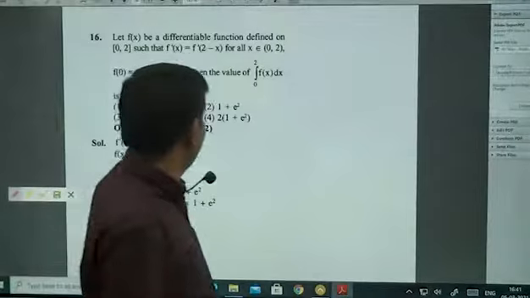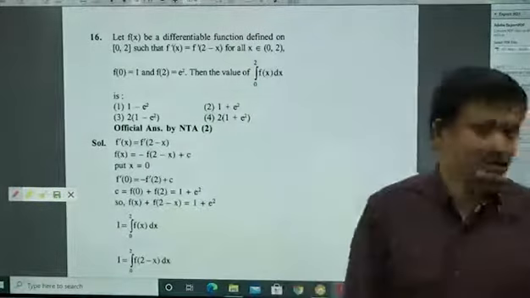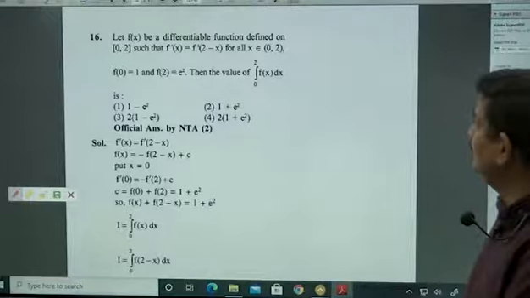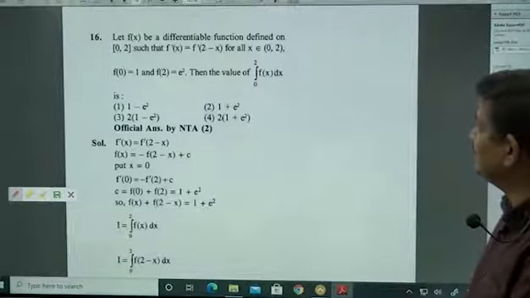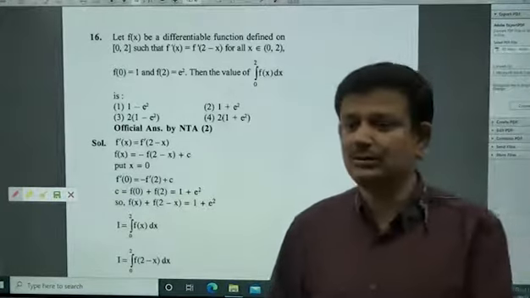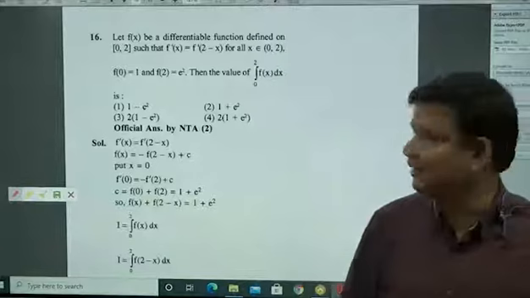Let f of x be a differentiable function defined on 0, 2 such that f dash x is equal to f dash 2 minus x. F dash x is equal to f dash 2 minus x. What does that mean?